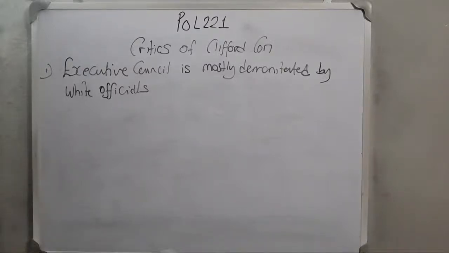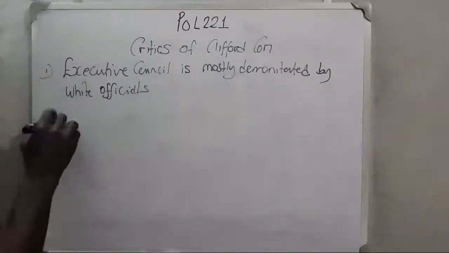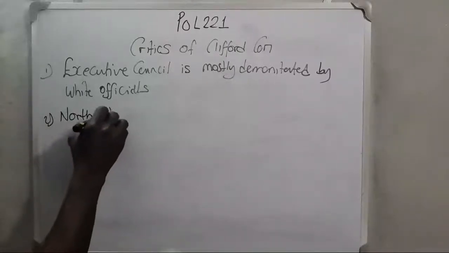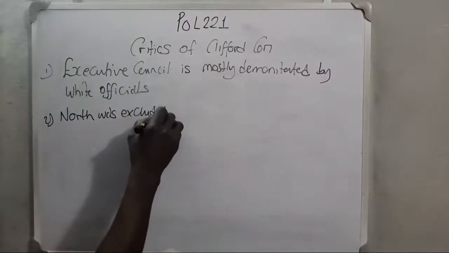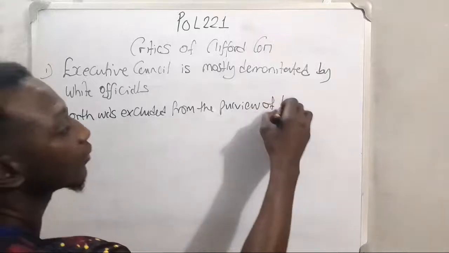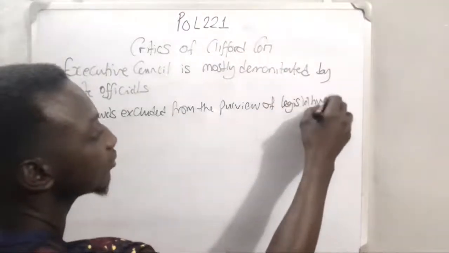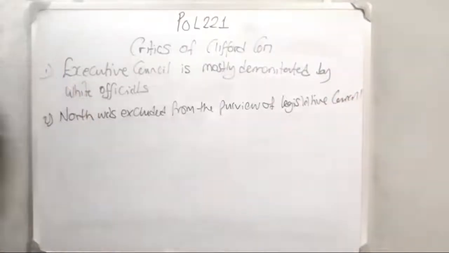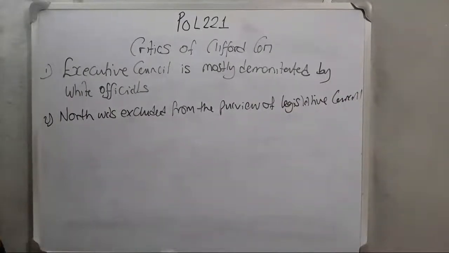Another defect is that the North was excluded from the purview of the legislative council, which is not supposed to be so. The northern part is not supposed to be excluded from the legislative council.